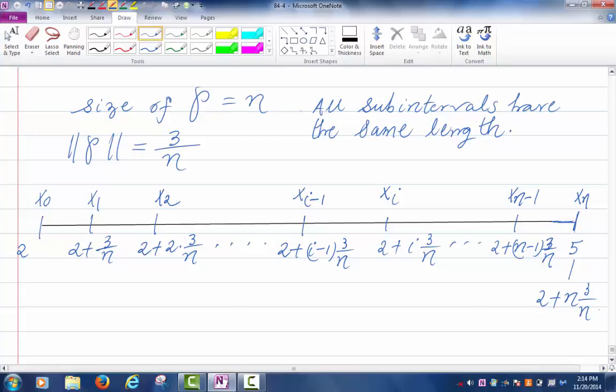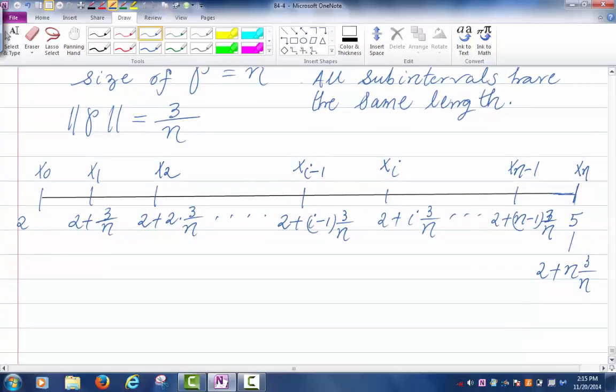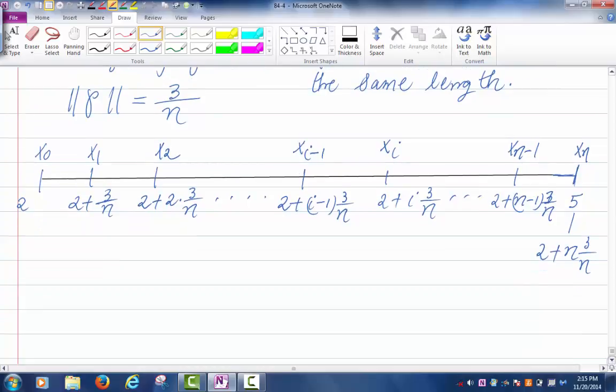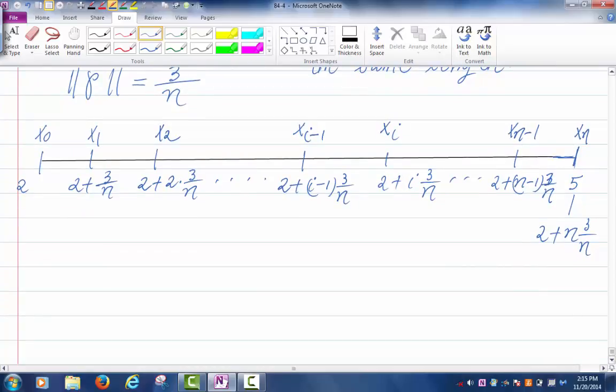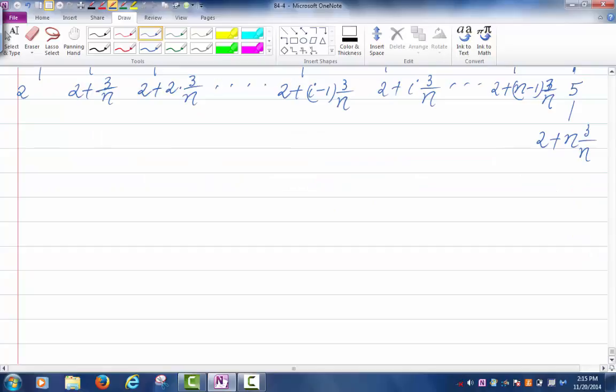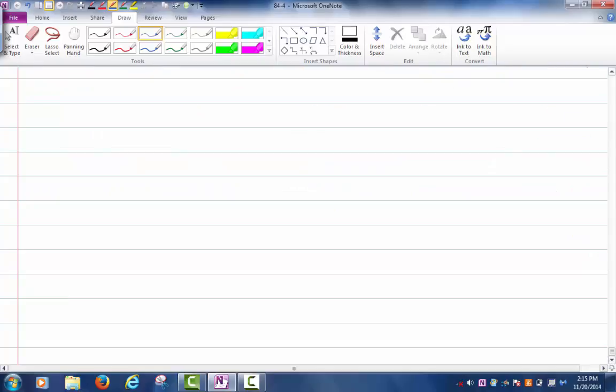So that's how I can come up with the partition points for this interval with the given requirements. Is everybody okay with that? All right. So why did we talk about partitions? Because now we are going to speak about Riemann sums, and we are slowly trying to develop the idea of definite integrals.